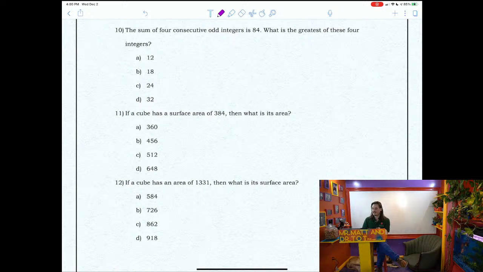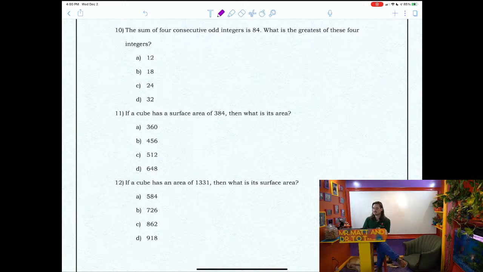Question number 10 asks, the sum of 4 consecutive odd integers is 84. What is the greatest of these 4 integers? Notice the difference in that question. That's very tricky, so you have to read carefully there. The sum of 4 consecutive odd integers is 84. What is the greatest of these 4 integers?